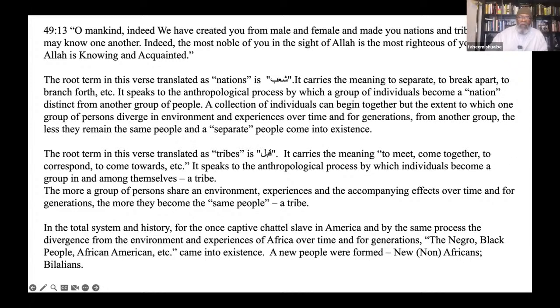and a female, and made you into nations and tribes that you might know one another. Indeed, the most noble of you in the sight of Allah is the one who is most righteous of you. Surely Allah is the knowing and the acquainted."